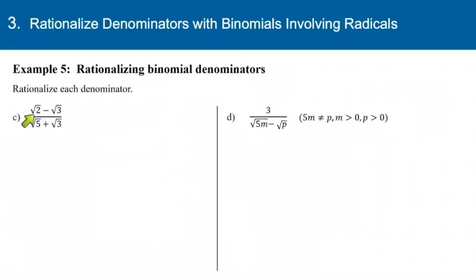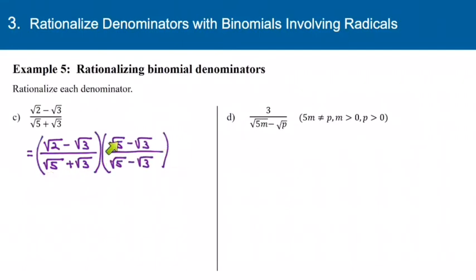In part C, now we have square root of 2 minus square root of 3 all over square root of 5 plus square root of 3. And so we are going to rationalize this denominator by multiplying top and bottom by the conjugate of the denominator. That's always the strategy. Multiply top and bottom by the conjugate of the denominator. So here we go, FOIL method in the top.